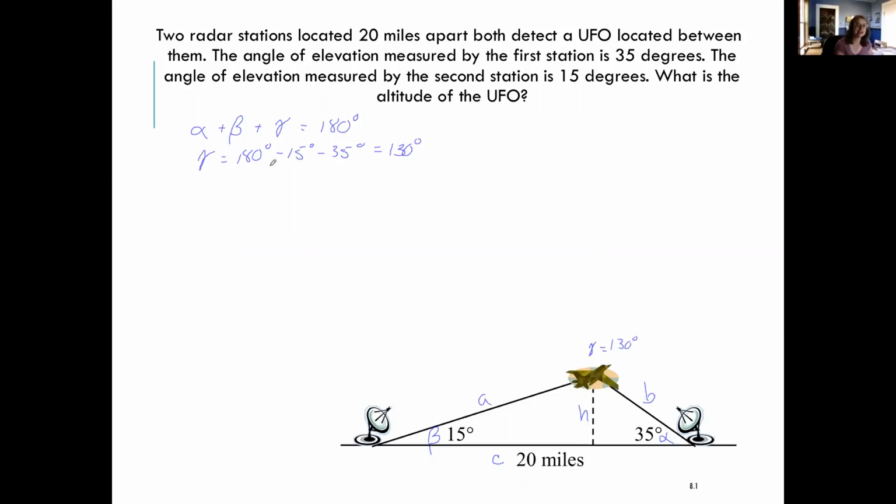Let's go ahead and find side A. What we're going to write is the sine of gamma divided by the length of the side opposite that angle is equal to the sine of angle alpha divided by the length of the side opposite that angle. So let's fill in what we know. We've got sine of 130 degrees divided by 20 miles is equal to the sine of 35 degrees divided by the length of side A. We do a little algebra to solve that, and we end up with A equals 14.975 miles.